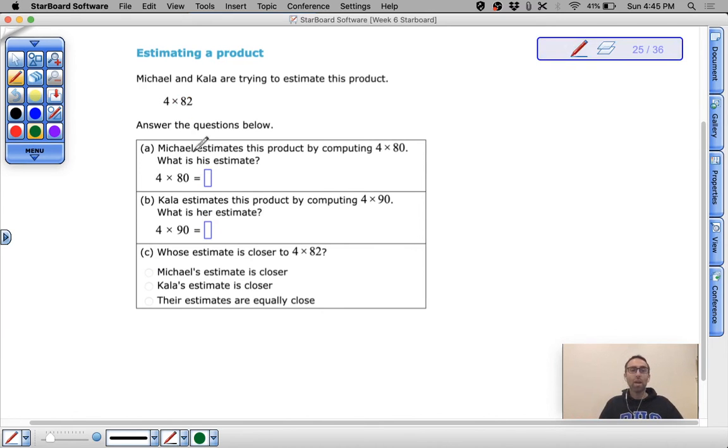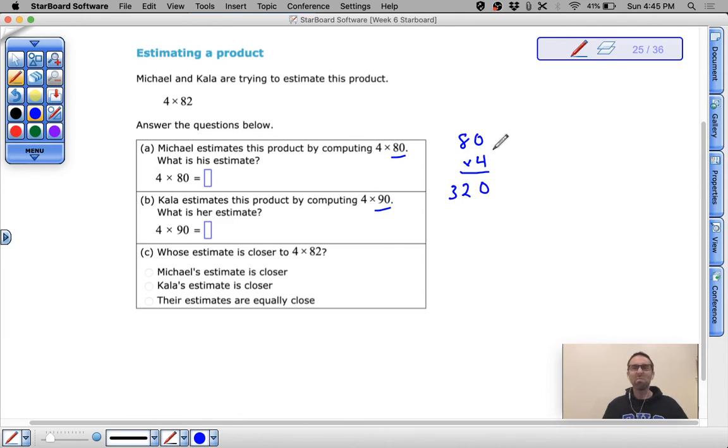All right, so now we have Michael and Kayla. They're trying to estimate 4 times 82. So we're going to do the same thing as last time. One person rounded down to 80, the other rounded up to 90. So if I do 4 times 80, now I'm going to show you a little tip for this one. If we're multiplying numbers that end in 0, we don't actually have to solve the entire thing. We can just put the 0 down on the bottom and then multiply 8 times 4 and put our answer down of 320, and we're done.